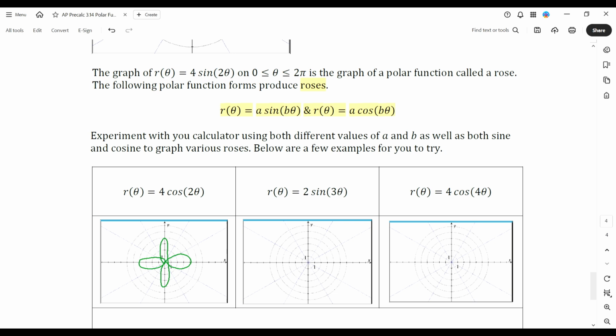Not my best. 2 sine of 3 theta. I'm just going to double check. I think I remember what these look like. These ones look like 2 sine of 3 theta. They look like this. Look like that.